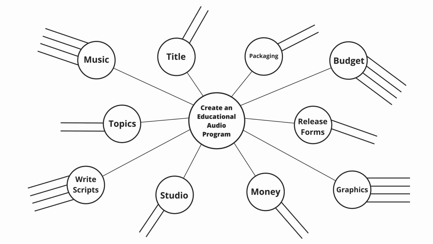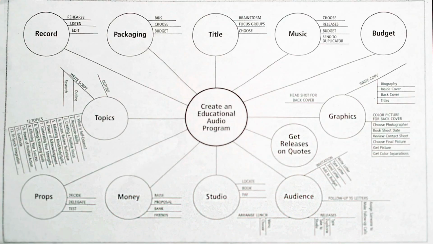Then you go to each outer circle and think of every action that would need to take place in order to handle that item. And you draw spokes radiating out from each circle, and you write each action on a separate spoke. In my case, it was things like get a color picture for the back cover of the album, which you'll see radiating out from the circle with the word graphics in it on the right-hand side of the mind map. Then off that, I drew more spokes, one for each action that would need to be taken to complete that task. Choose the photographer, book a shoot date, review the contact sheet, choose the final picture, pick up the picture, and get color separations made for the printing process.